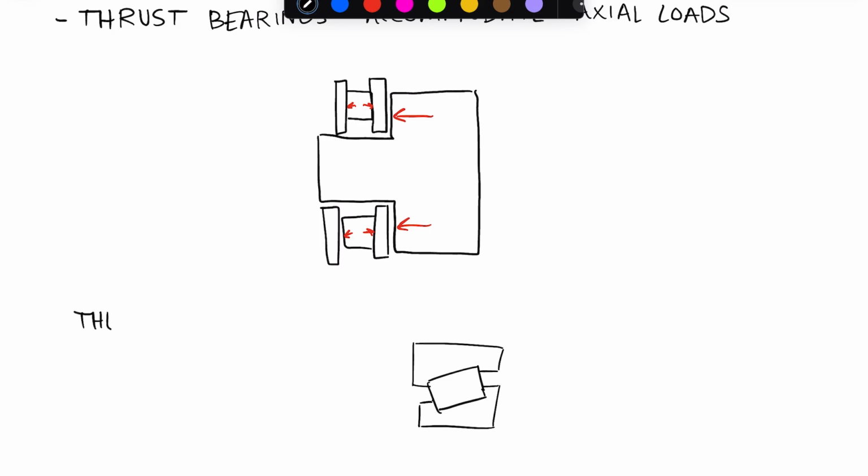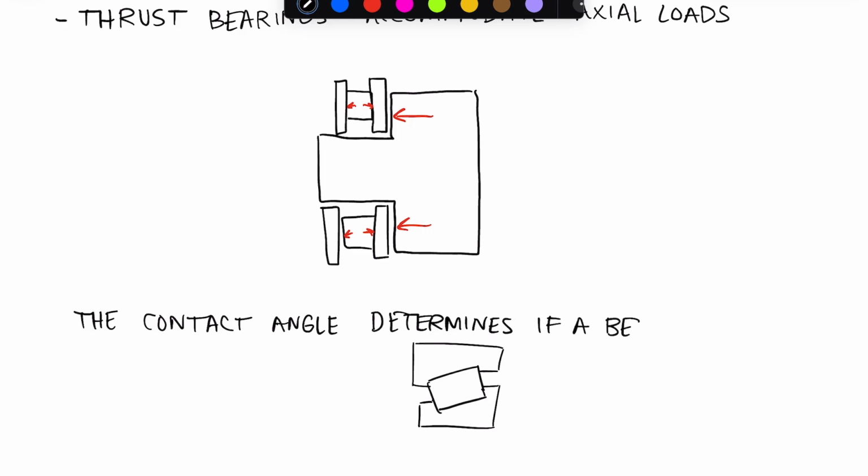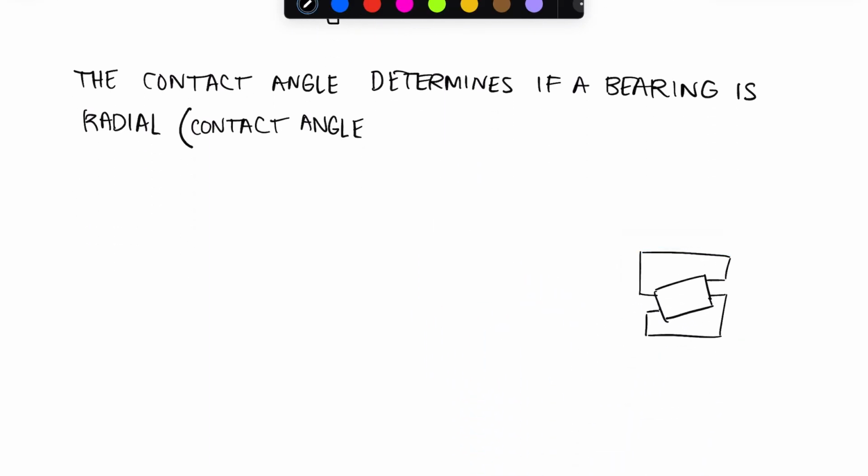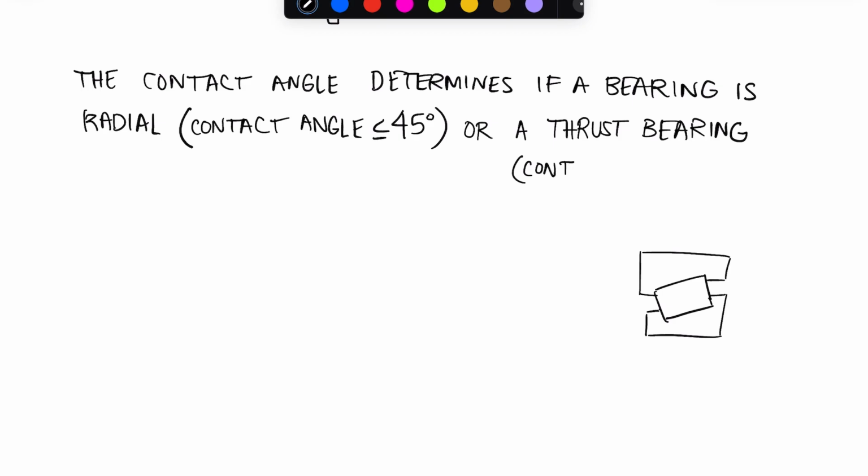let's write this out. The contact angle determines if a bearing is radial, which is the case if your contact angle is less than or equal to 45 degrees, or a thrust bearing if your contact angle is greater than 45 degrees.